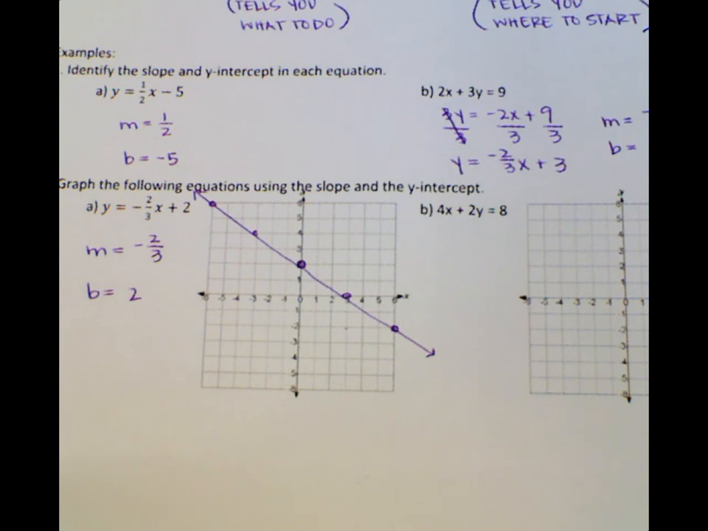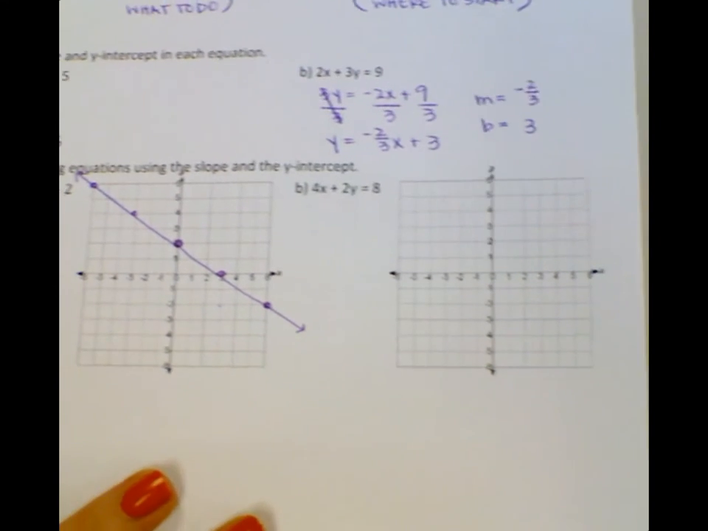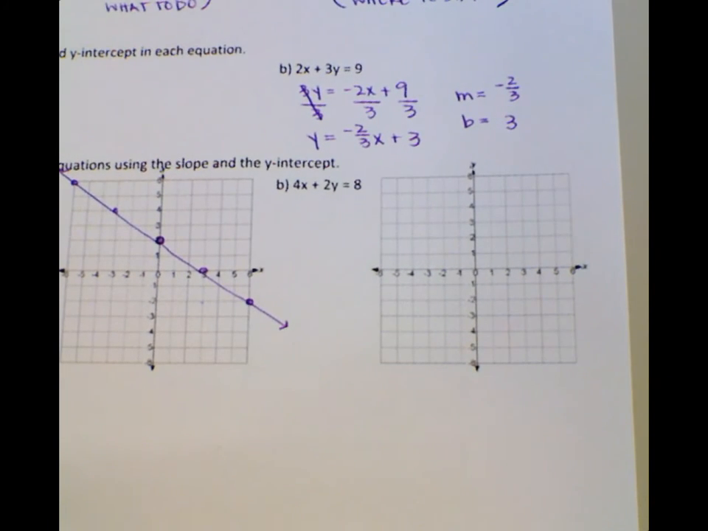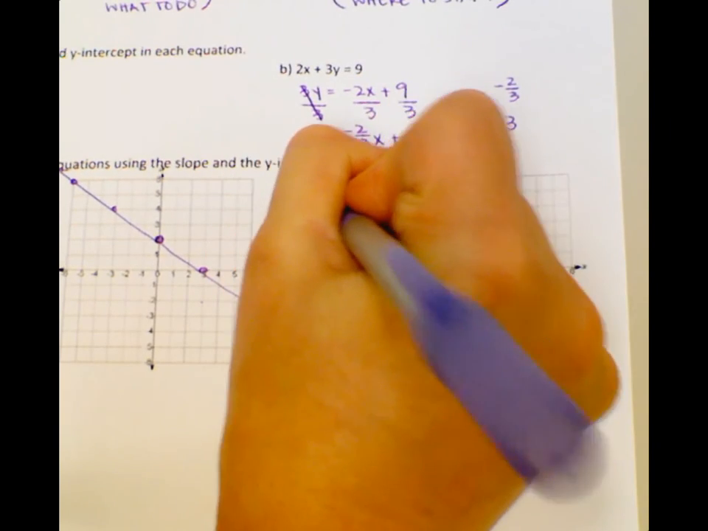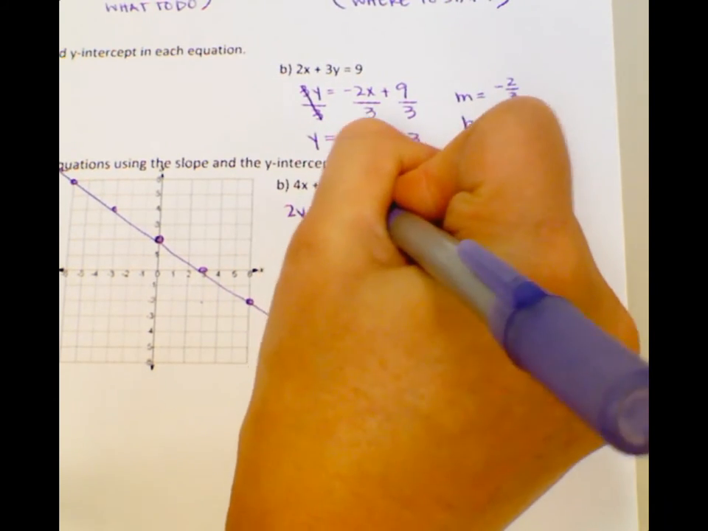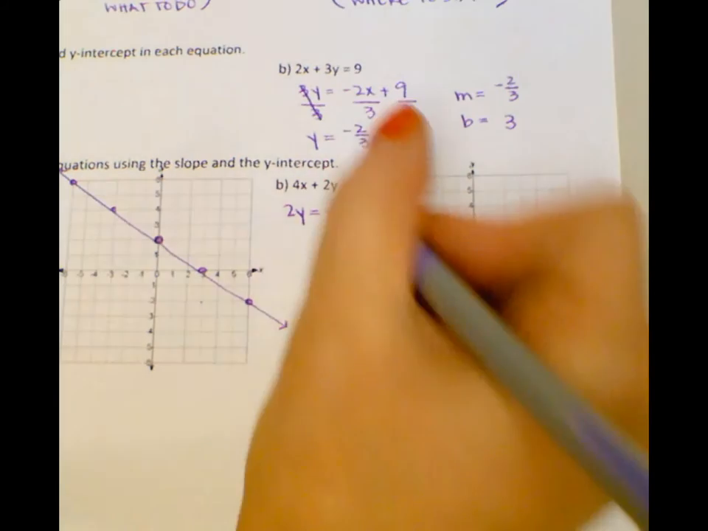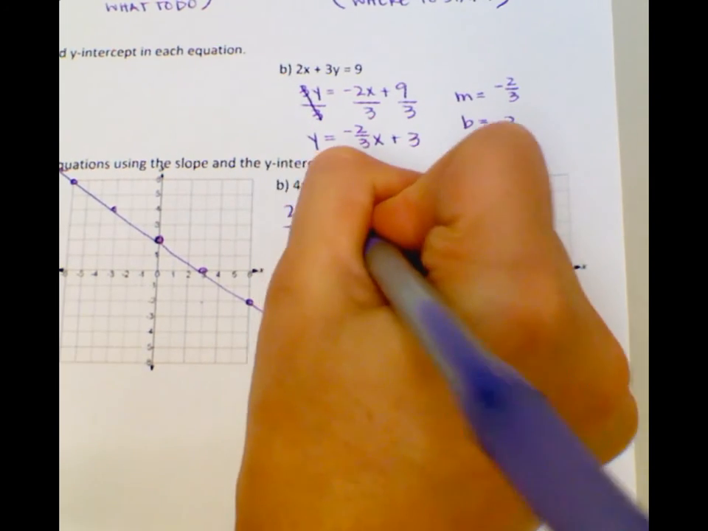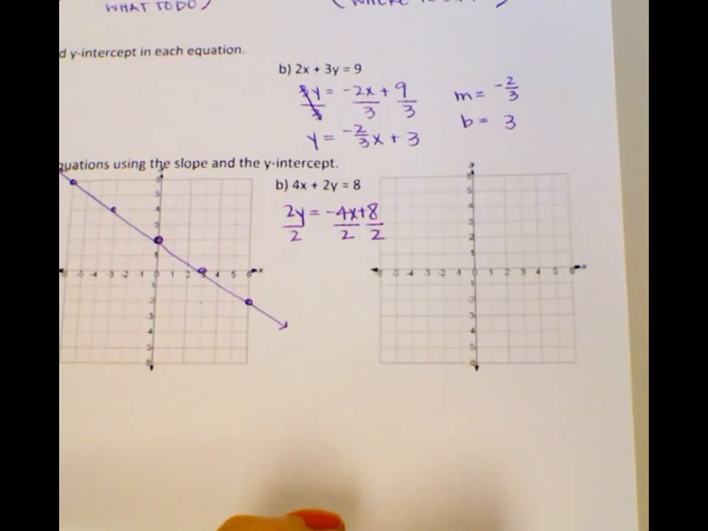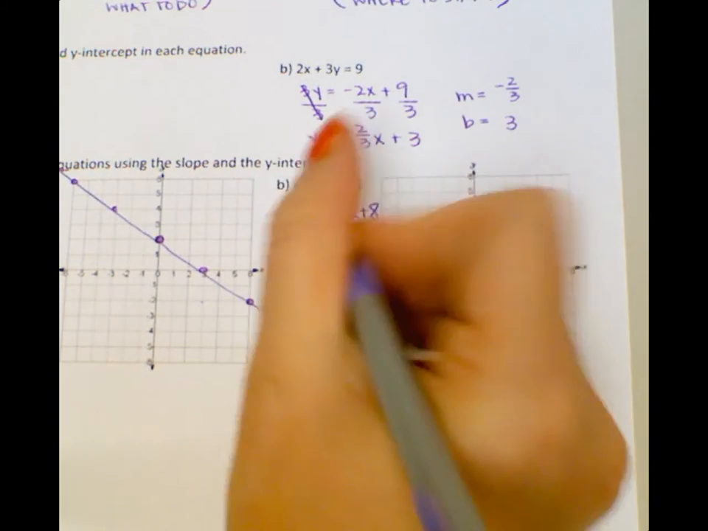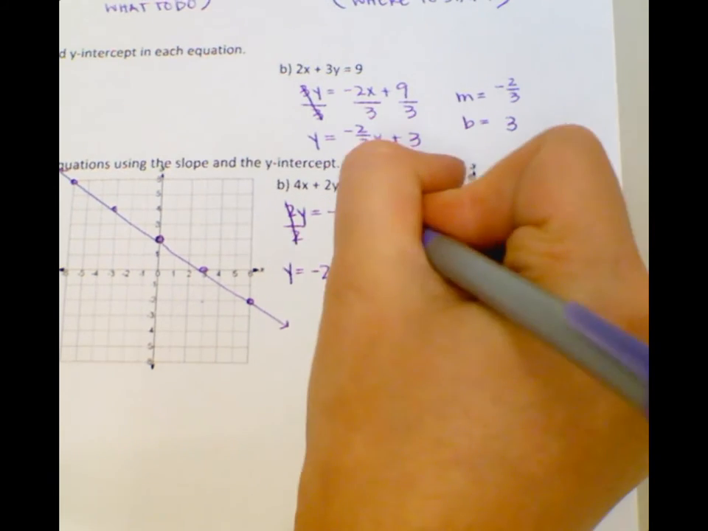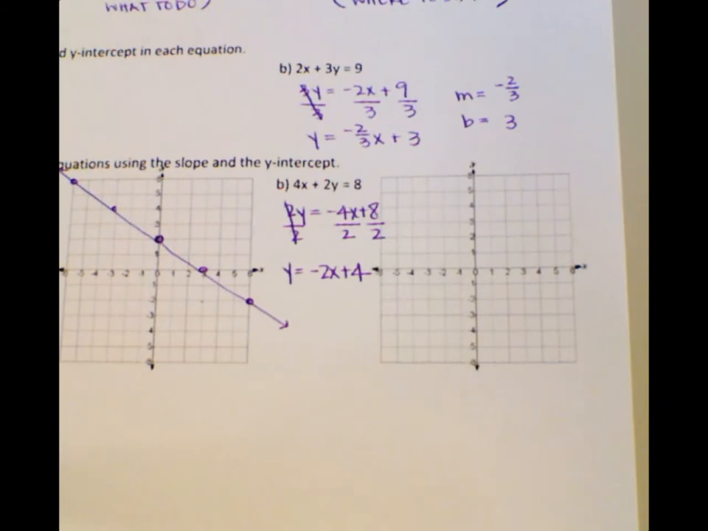Okay, so again, the B tells you where to start. The M tells you what to do. So let's look over here at B. Is it in the correct form? No. So first we need to get it in the correct form. So I'm going to move the 4x over first. He's positive on the left, so what will he be on the right? Good, negative. Now, is the y all by itself? No, it is not. It has a 2. So when we divide by 2, remember, everybody gets it. So y equals negative 4 divided by 2 is negative 2. 8 divided by 2 is 4.